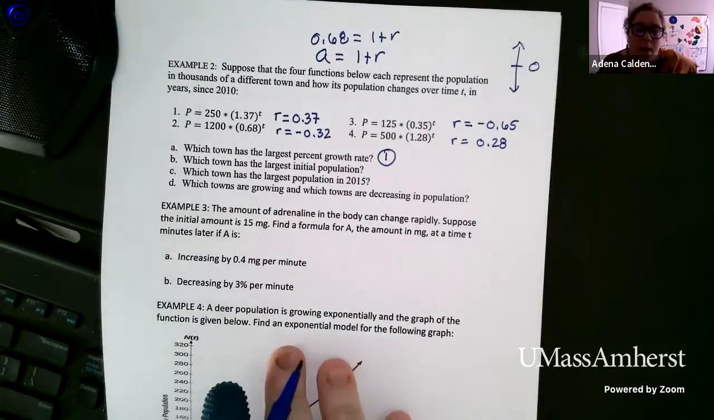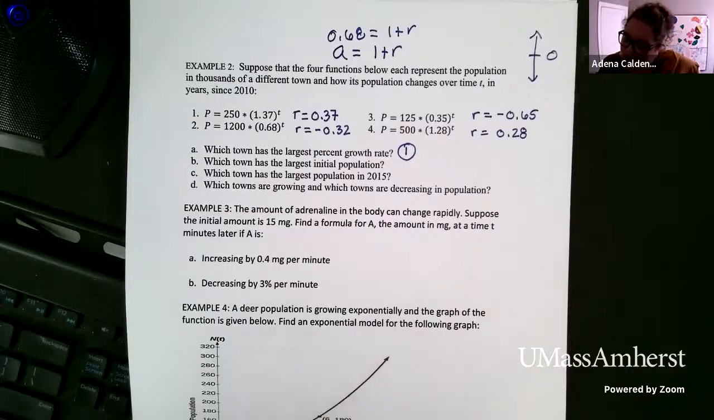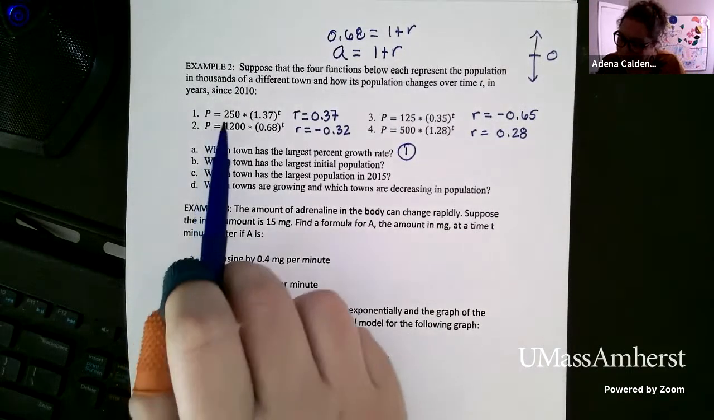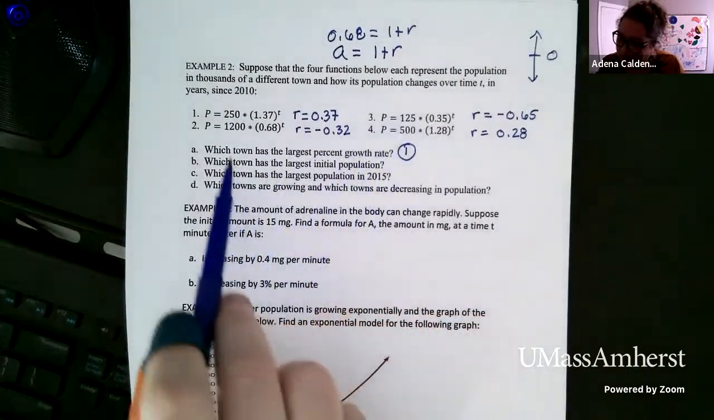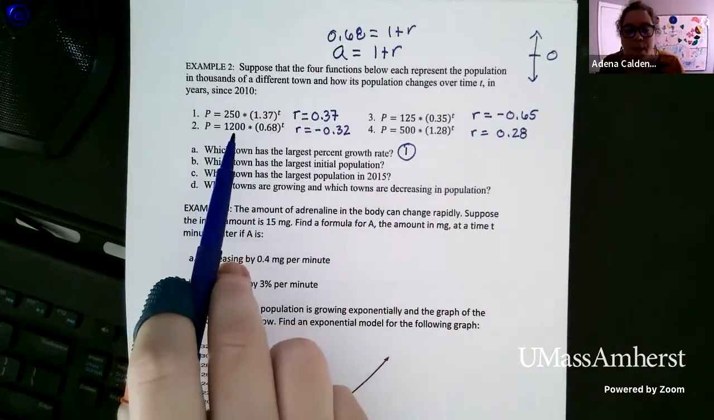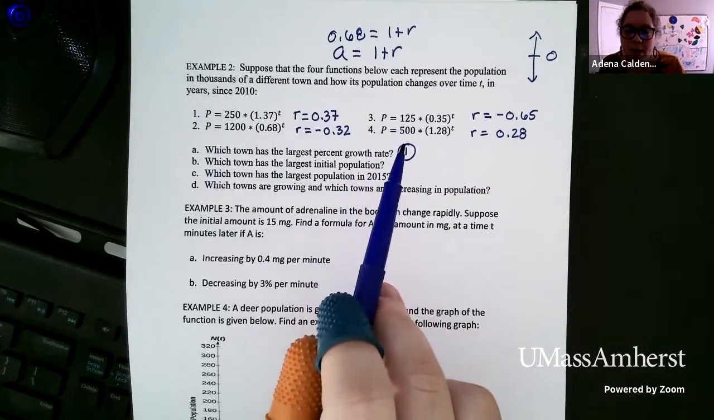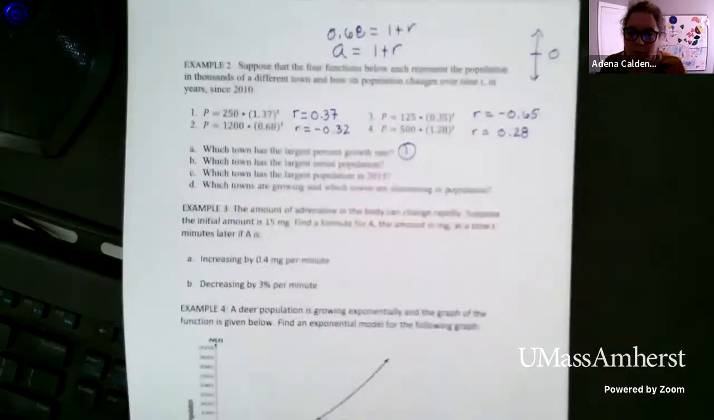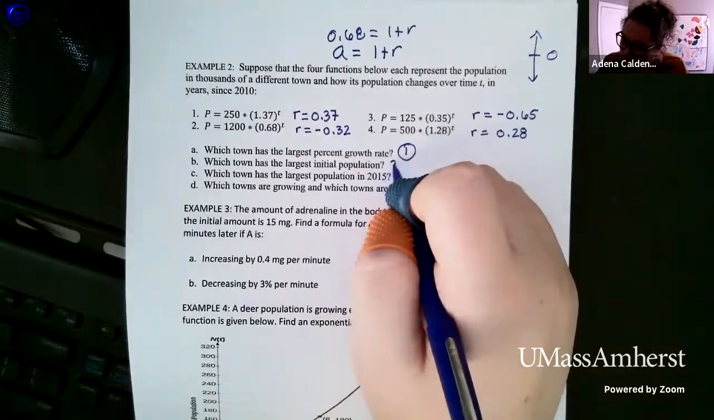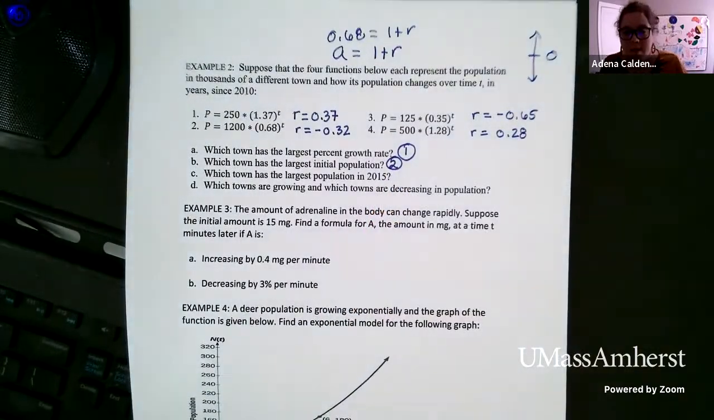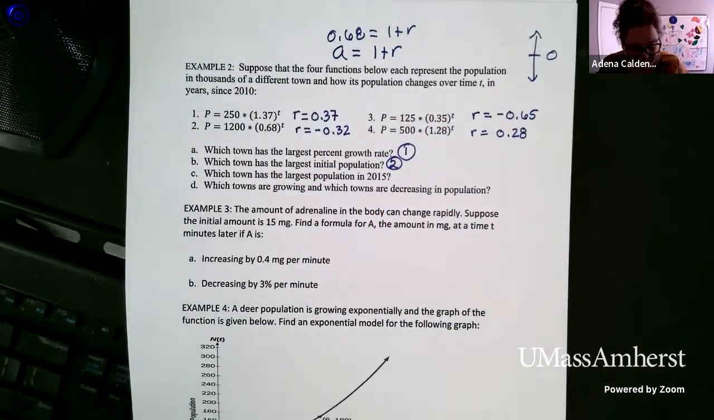For part B, which town has the largest initial population? So remember, that's our P naught. So that's the number in front of the A. So we're just comparing 250, 1200, 125, and 500. 1200 is the largest. So population 2 has the largest initial population.